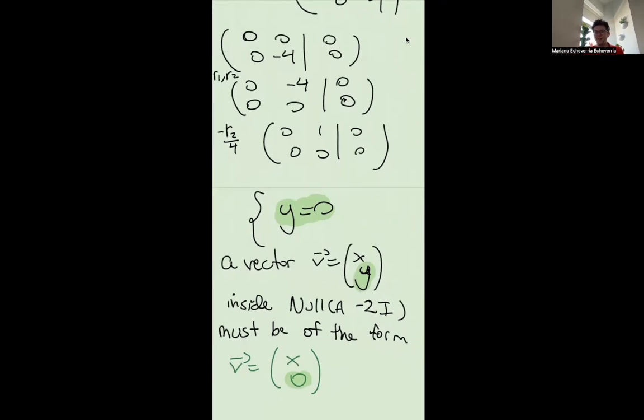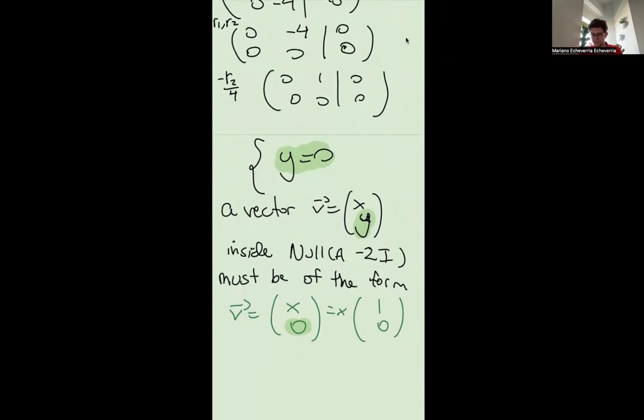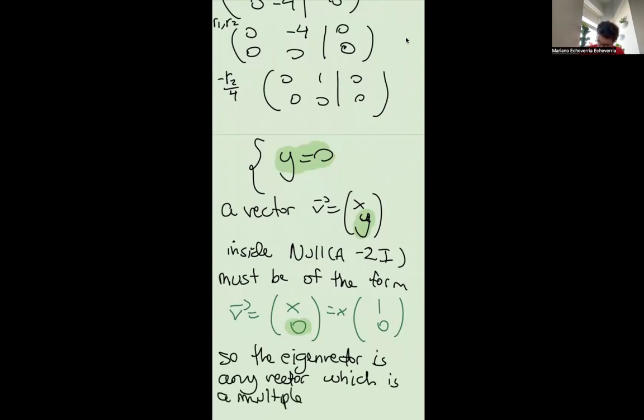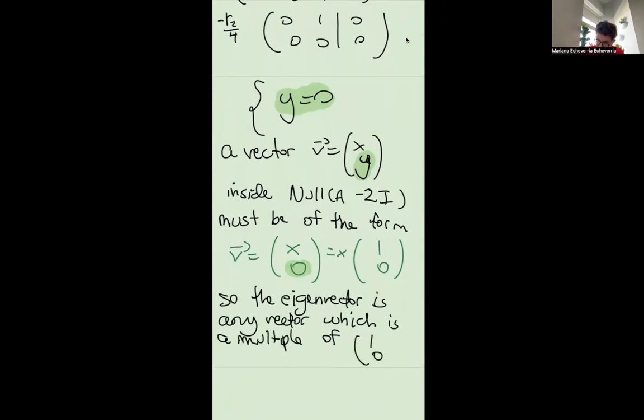So that is saying that this vector has to be a multiple, right? It is a vector that is on the x-axis, and it's a multiple of the vector 1, 0. So the eigenvector is any vector that's a multiple of the vector 1, 0. And in particular, that means that it must be on the x-axis.